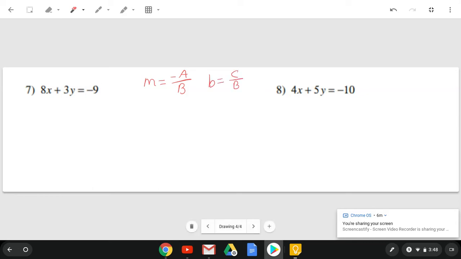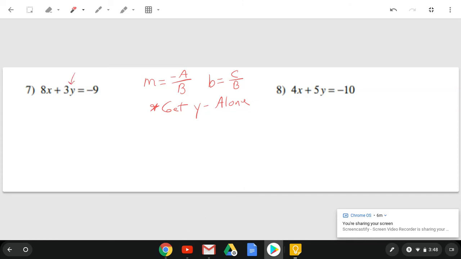That may be a refresher for those of you. If not, we can always do just like our video that we watched yesterday. We can get y alone. Once we get that y alone, we'll be able to see our slope really easy. So that's the actual method I'm going to use today. So I want to get my y alone.